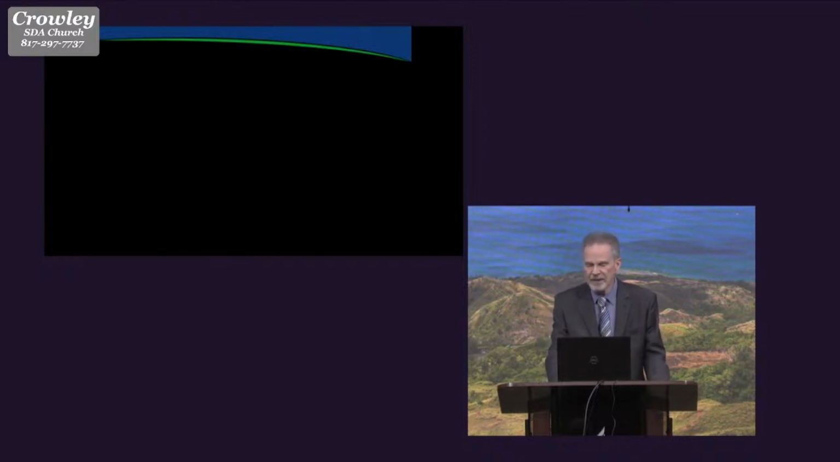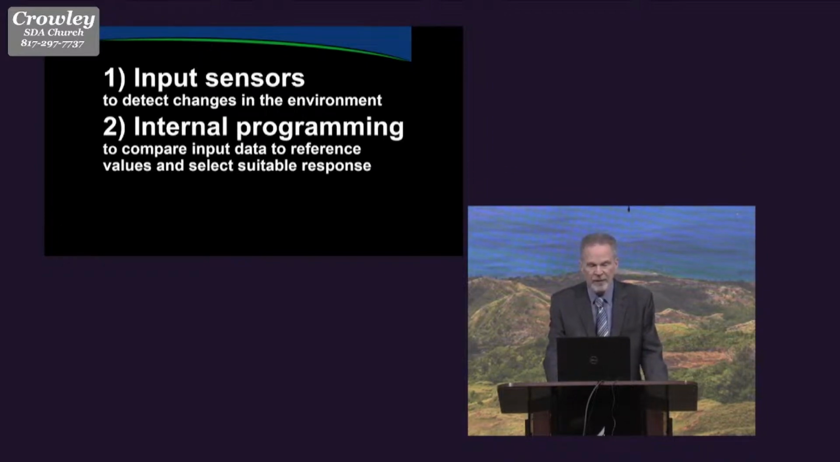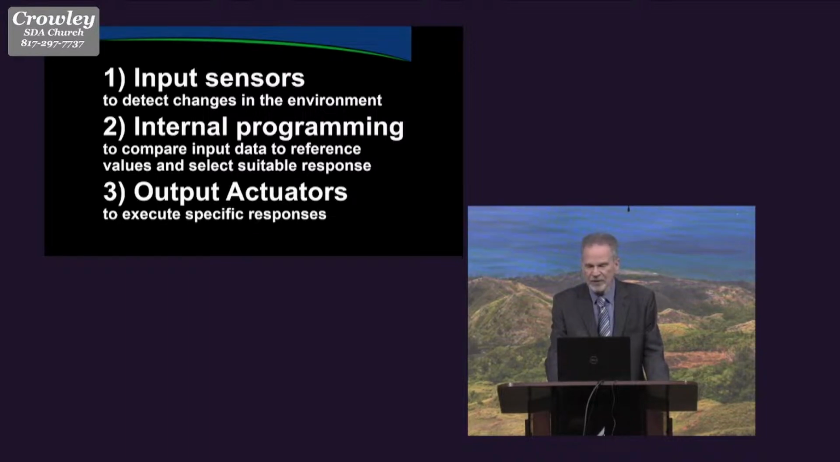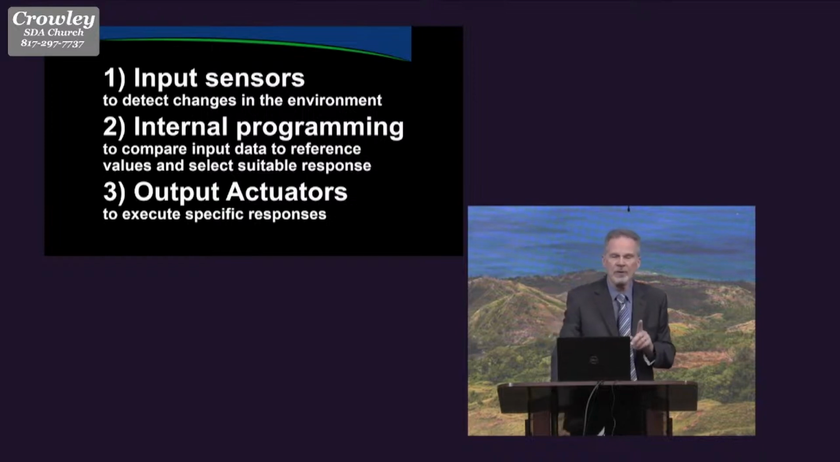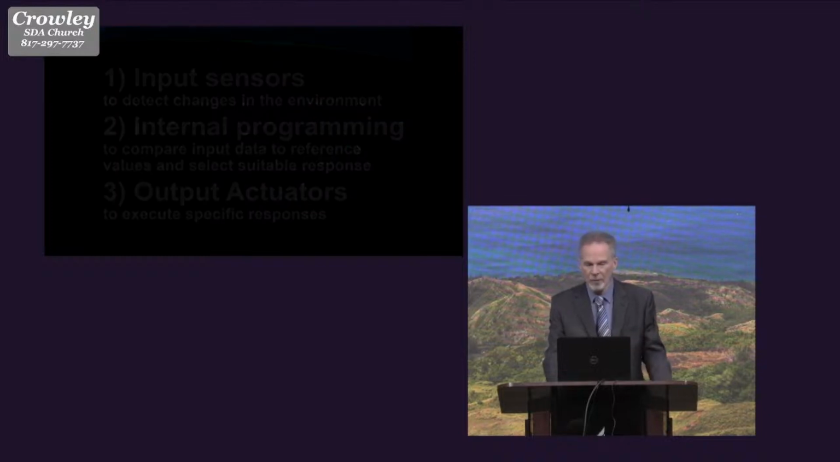Now, keeping those three things in mind, right? Input sensors to detect changes in the environment, internal programming to compare input data to reference values, and output actuators to execute responses, all right? In other words, this is where the changes in the organism come. Now, I'm going to show you a short video produced by Subaru many years ago, just to give you a heads up on how human engineers work.